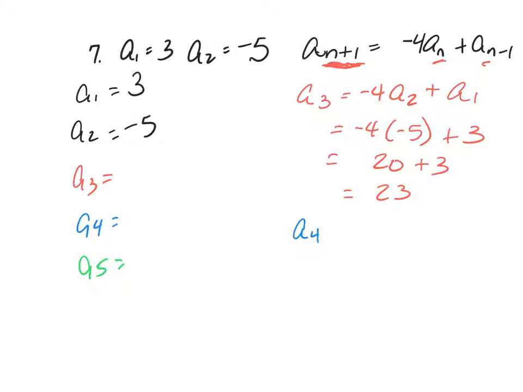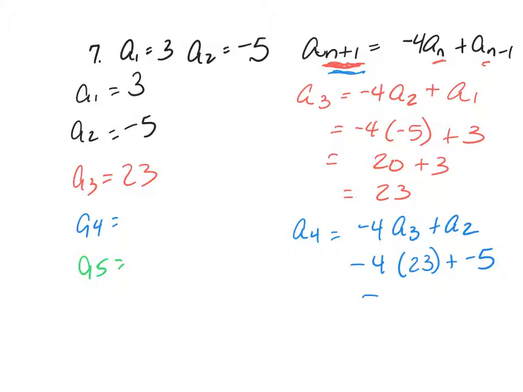To find a4, n has to be a 3. So this is going to be negative 4 a3 plus a2. So it's negative 4, let me put the 3 in here, negative 4 times 23 plus negative 5. So that's negative 92. So let me check that for me. Minus 5 is negative 97. Yes, that is what the answer is.